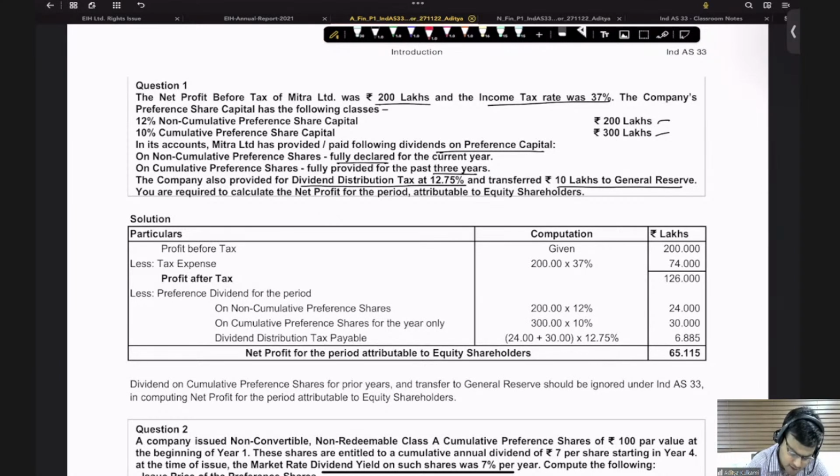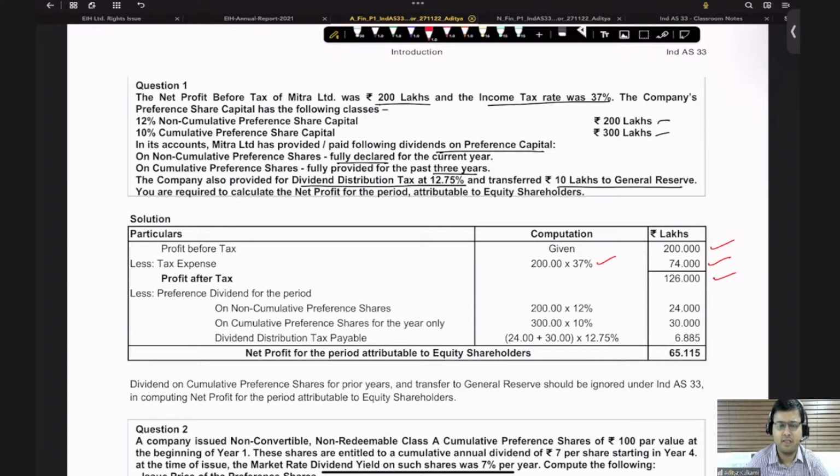So first things first, we always consider net profit attributable to equity shareholders. So we will take the net profit, deduct the tax, arrive at PAT, deduct preference dividend to arrive at net profit attributable to equity shareholders. Now 200 lakhs is your profit before tax. 37% is tax rate, so that comes to 74. So 126 is the profit after tax. Now from here we will be deducting preference dividends.